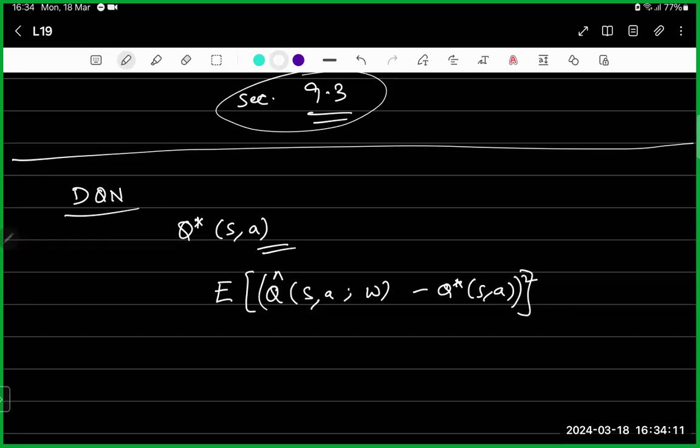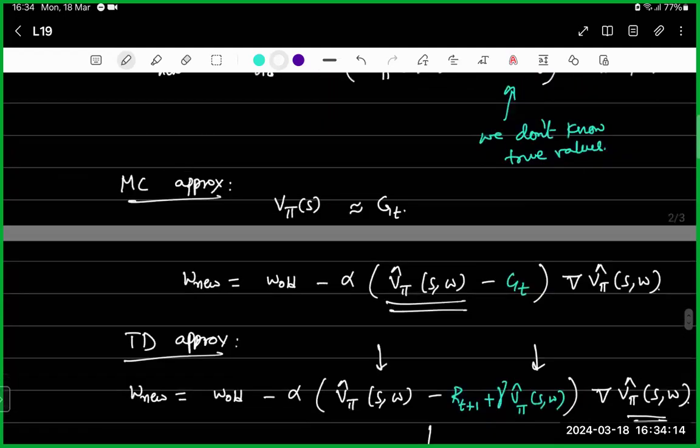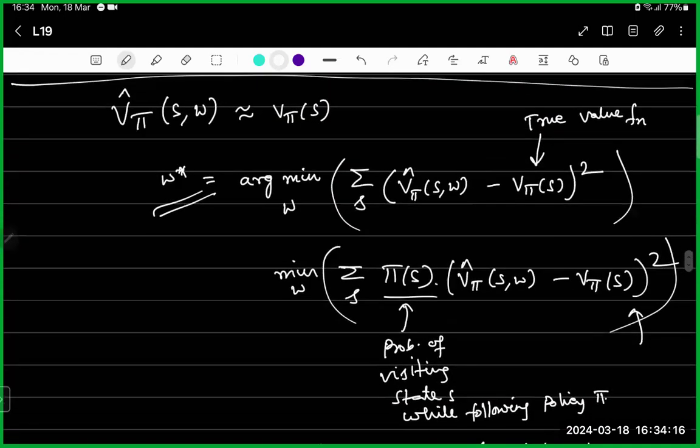Where the expectation is with respect to, like we have seen, right? This weighted average is like an expectation, where the expectation is with respect to the probability that we'll visit that state S while following policy pi. I can write it as an expected value under pi of the error, where we are just giving more weight to the states which we will encounter while following policy pi.